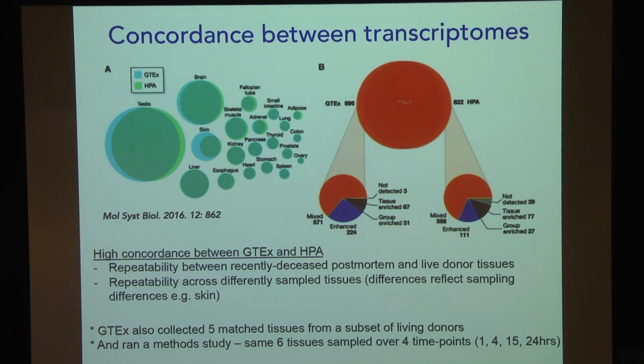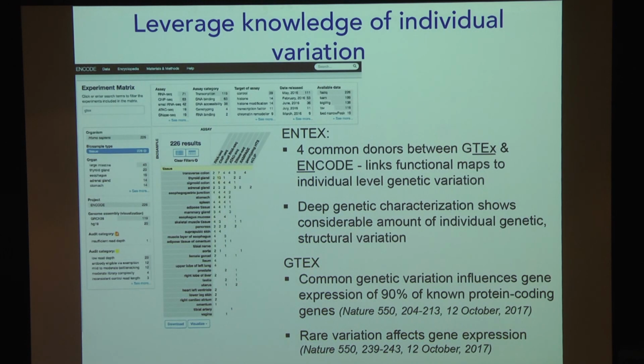In the skin, we sampled through multiple layers, whereas the Human Protein Atlas had a skin shave across just the top layer. GTEx also collected 5 matched tissues from a subset of living donors, so we have data on that. And we ran a biospecimen method study where we sampled 6 tissues over different time points. So there's a lot of rich data there we can leverage to inform the sampling for this project.